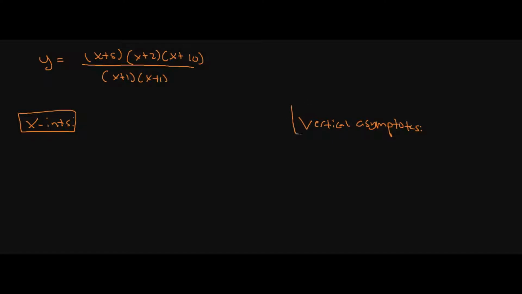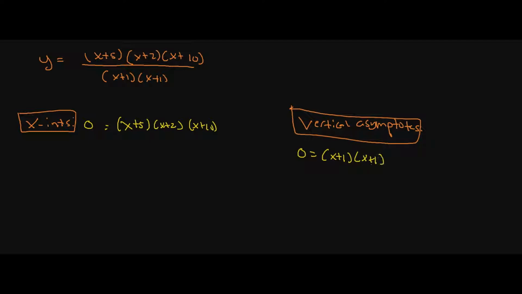So, if we want to find our x-intercepts, we just set the numerator equal to 0, and we're going to get x plus 5, x plus 2, and x plus 10. And over here, we're going to get 0 equals x plus 1, x plus 1. So over here, we're going to get 0 equals x plus 5, 0 equals x plus 2. We just set them individually equal to 0.